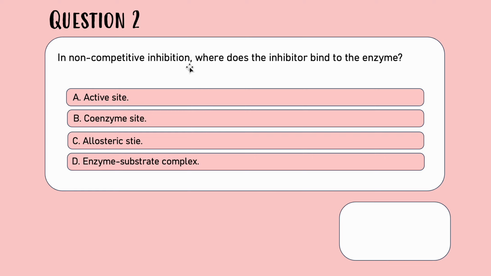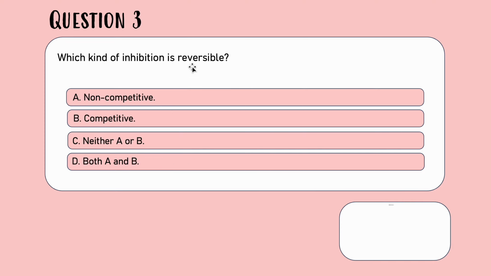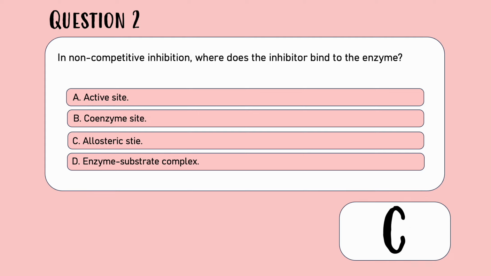In non-competitive inhibition, where does the inhibitor bind to the enzyme? Again, the allosteric site, remember? In competitive inhibition, they bind to the active site. Did I reveal the answer? Oh, no, I didn't. Answer is C.